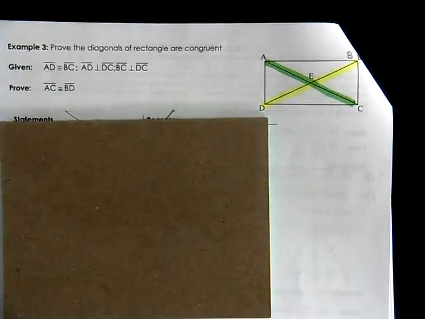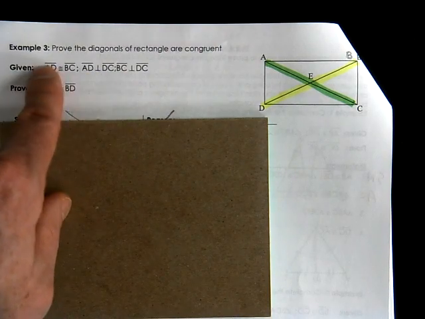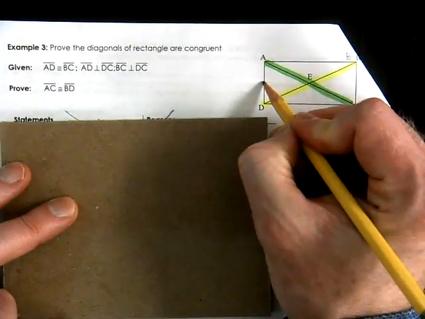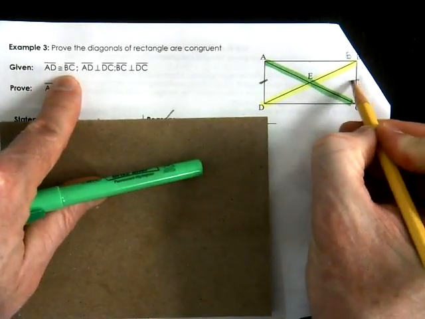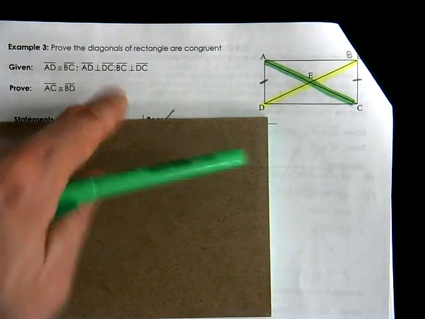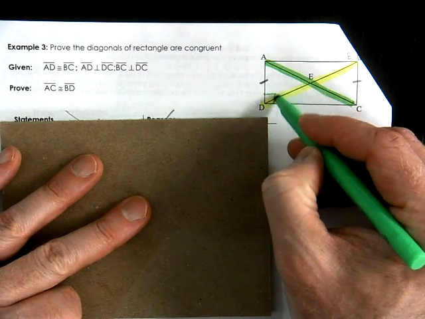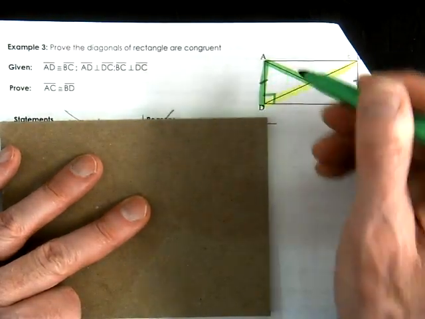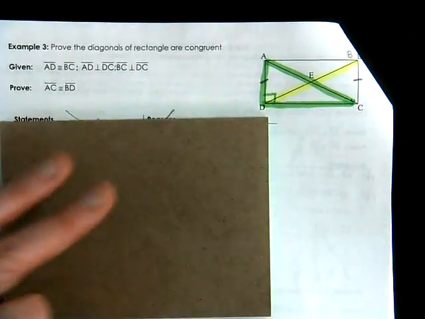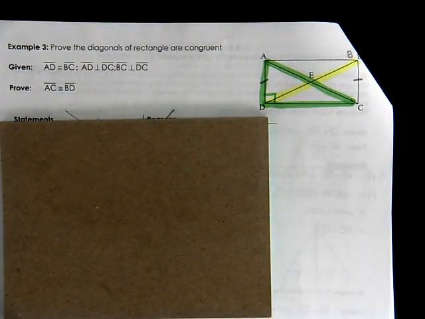So the given information tells me that AD is congruent to BC, and it tells me that AD is perpendicular to DC, that I have this angle down here in the corner. So that means I'm going to be using that triangle. Trying to identify what triangles you're working with is sometimes the toughest part.